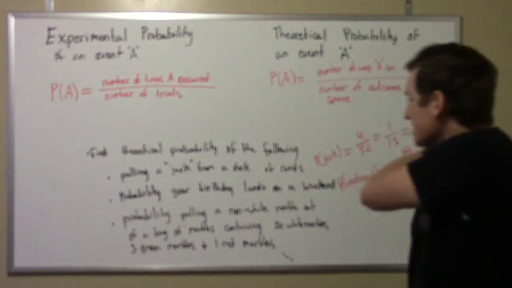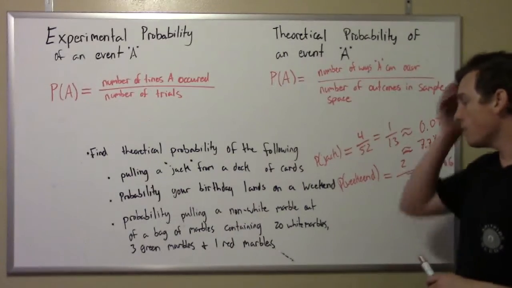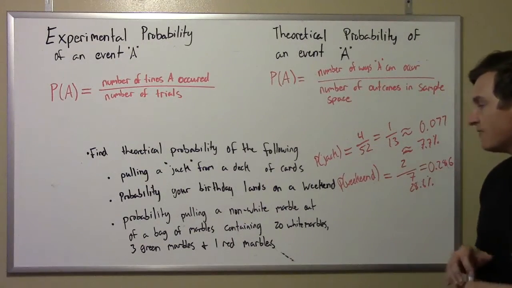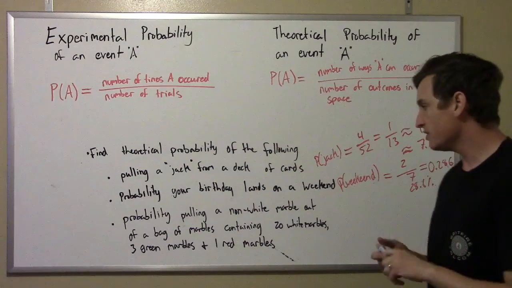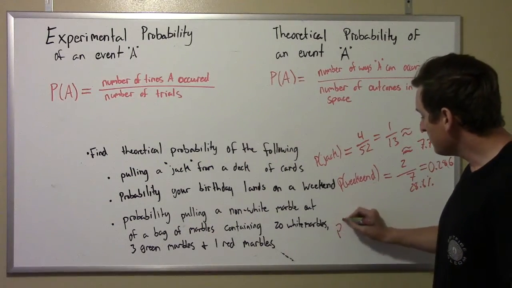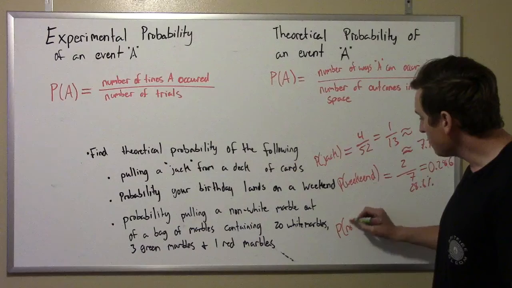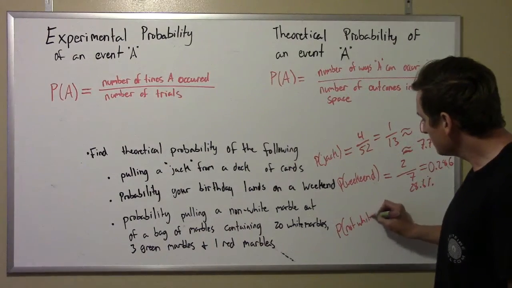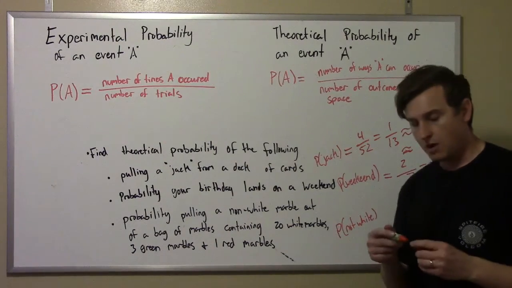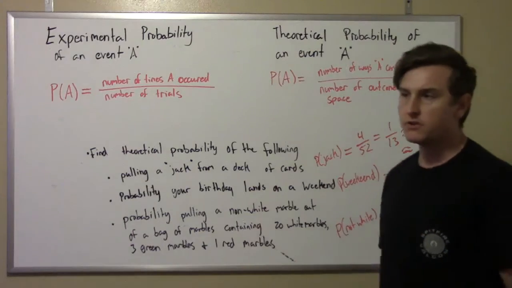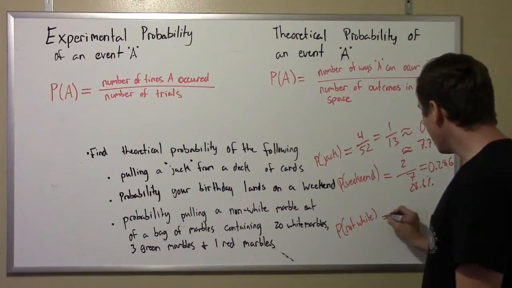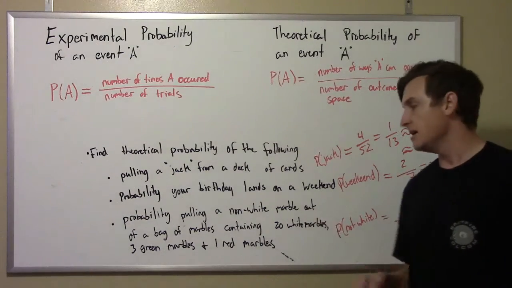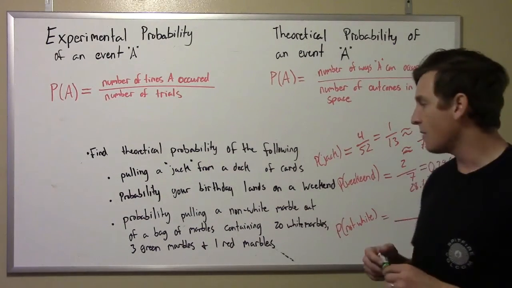Okay, all right. The last one here, the probability of pulling a non-white marble out of a bag of marbles containing 20 white marbles, 3 green marbles, and 1 red marble. So this is a little bit harder. So probability of, we're going to say not white. Well, how many ways are there for you to pull a non-white marble? Well, first of all, let's figure out how many marbles we have total, and then we'll figure out how many ways there are to pull a non-white marble.